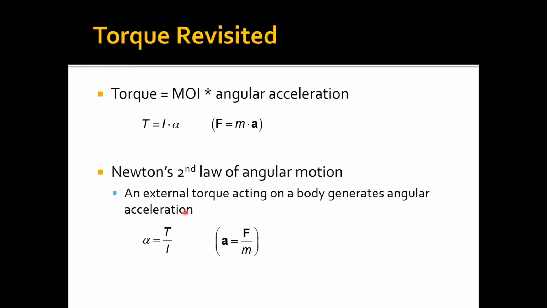In linear kinetics, the second law of motion was like this: an external force acting on a body generates a linear acceleration. But this chapter is angular kinetics. That's why you can simply replace linear with angular when you apply Newton's laws of motion to angular kinetics.